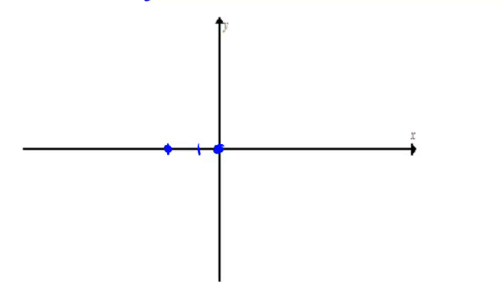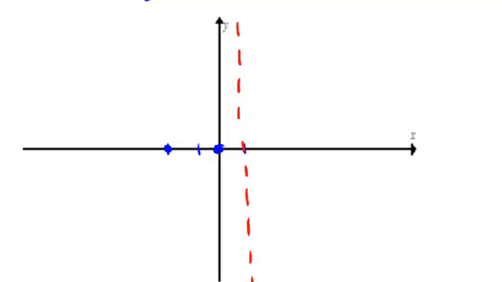Here's 1, and then we have a vertical asymptote at 1. Let's go ahead and plot that. So we have a vertical asymptote here at 1. And then our oblique asymptote. Let's draw on the oblique.